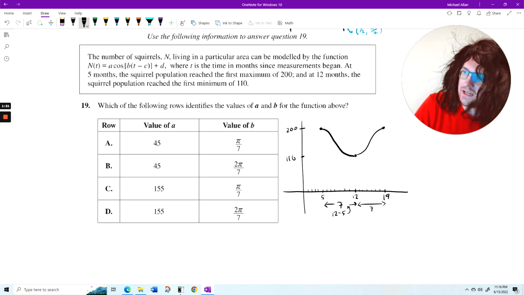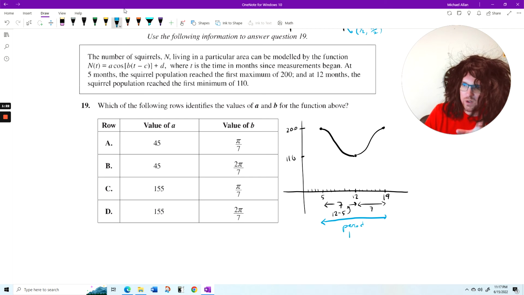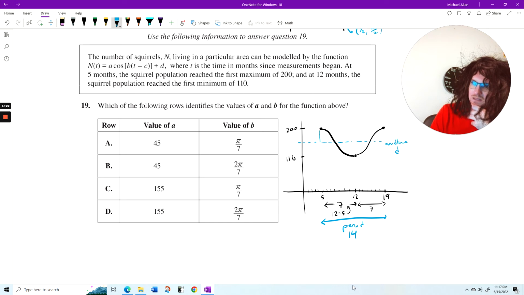That's one cycle. It's going to help us out because one full cycle from here to here, that's my period. So that's my period. And that is going to be 14. Okay, so that's good. Now, my midline is going to be somewhere in between here. This is my midline. Remember, that midline is the same thing as my D value. The distance here, or the distance here, that's going to be my A value. So I need to figure out what those two things are, because they want to know the A value.